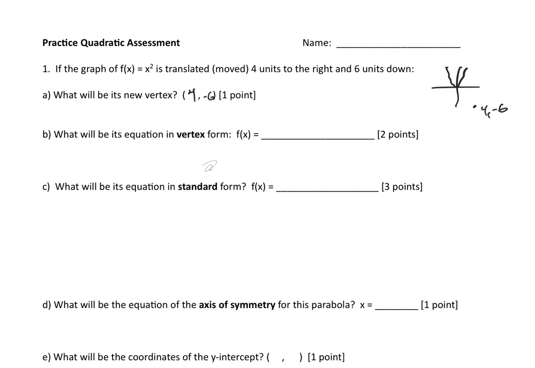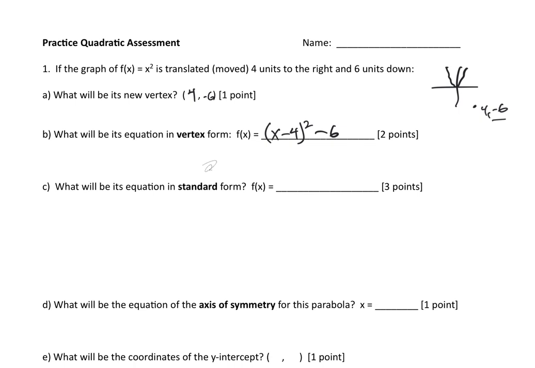Its equation in vertex form would be (x - 4) squared - 6. Again, with the y value, it's exactly what we get there, with the negative. But for the x value, it's the opposite of what we see in here. We want this to evaluate to 0 when we plug in the x value of the vertex. So we would have to plug in 4 to make this 0. So it's x minus 4.